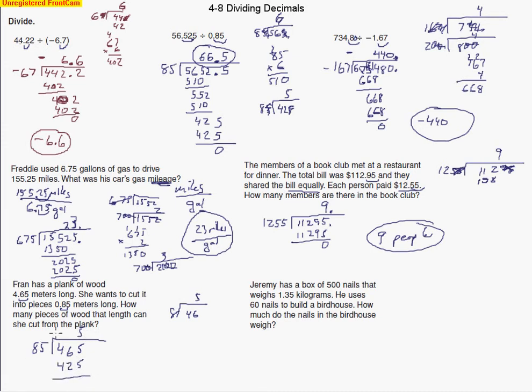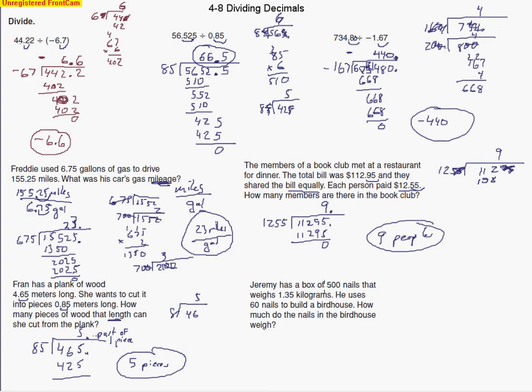But remember, how many pieces of wood can she cut? How many pieces of wood that are that length? Well, we have a decimal, but it doesn't matter what this part is, because this is just a part of one piece. And so I can't go any more than that. So I just have 5 pieces of wood that we can make out of a length of 4.65 meters. And our last problem is a 2-step problem.